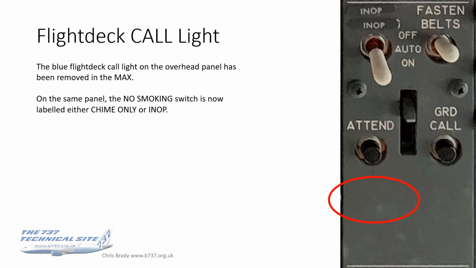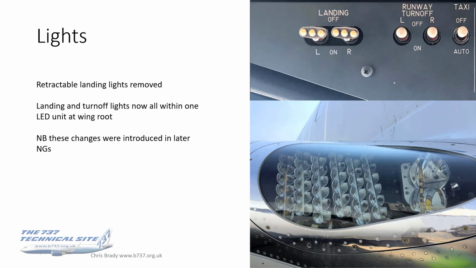I mean, the space at the bottom of this panel was for rain repellent on the originals and the Classics, and they got rid of those because rain repellent went, and yet they keep the no smoking switch on. It defies logic. But anyway, on a brand new aircraft they've put fasten seat belt stickers over the no smoking sign. In fairness, on some of them I've seen it written chime only. Anyway, there we go.